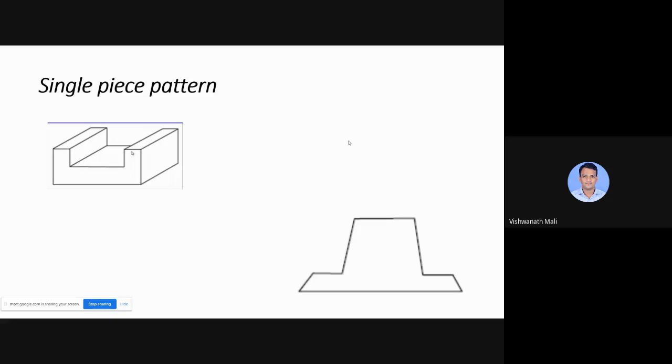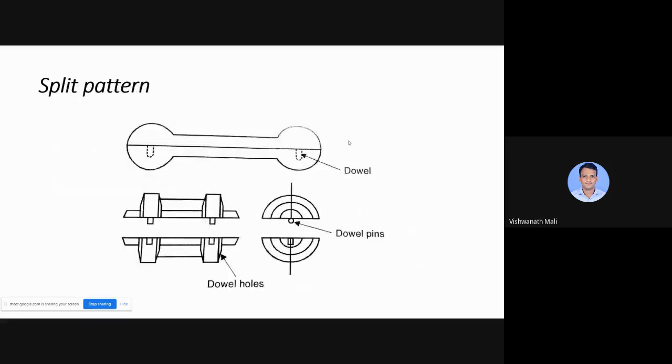What are the types of pattern? Single piece. When the object is very simple, then we use a single piece pattern, right? And when object is somewhat complicated, or if we are not able to produce that either in a cope or in a drag, and if you produce, it is difficult to take it out. So in that case, we use the split pattern. We divide our pattern into two parts, right?